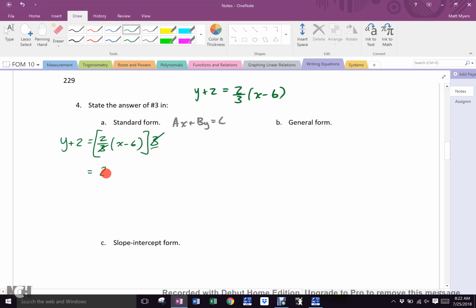So now I have 2x minus 6. Except what do I have to remember to do to the other side that half of you are going to forget? Multiply it by 3. And then half of you that remember to multiply by 3 are going to forget that the 3 has to go to both of them. And you're going to tell me this side is 3y minus 2. It's not, is it? What is it? 3y minus 6. Now what? 3y plus 6, I mean. Now what?